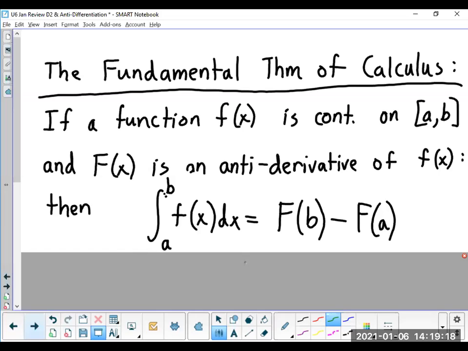Here's the other aspect of the fundamental theorem of calculus, which we have yet to review, but we are reviewing now. If we have a function f of x which is continuous on the closed interval [a, b], and capital F of x is an antiderivative of f of x, that means capital F of x, if I take the derivative of it, is the same function as lowercase f of x, which is the integrand, the inside function part, the height part, if you will, of the area.